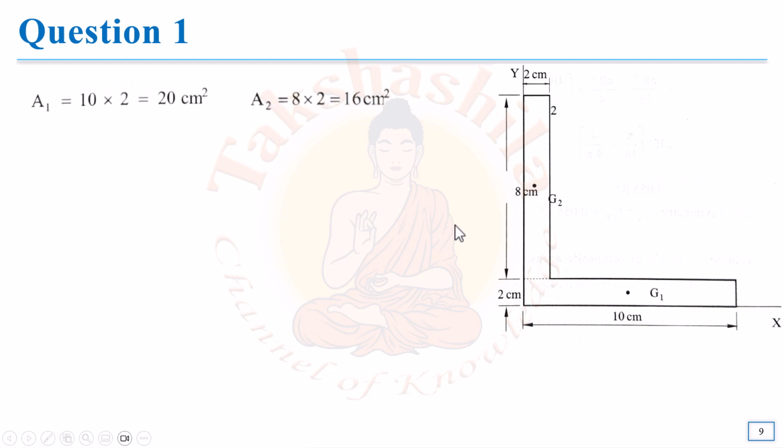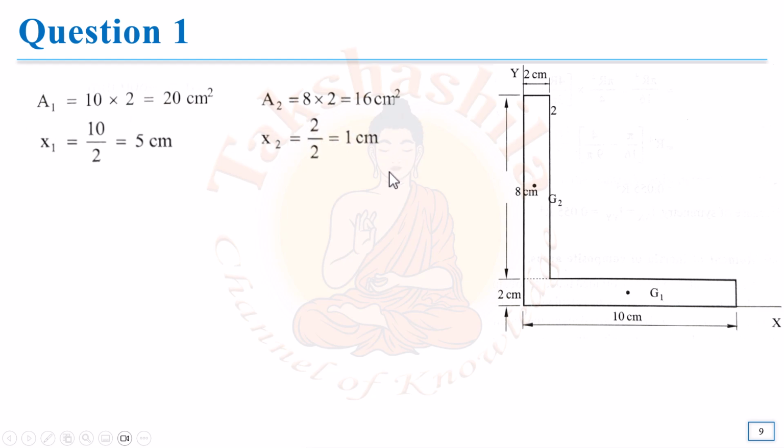Now let's try to see things. Initially what we are doing is calculating the area of each of these shapes. The first one is a rectangle, so length into breadth, A1 is equal to 10 into 2 and A2 is equal to 8, height, into this distance 2. We get 20 and 16 centimeter square respectively.